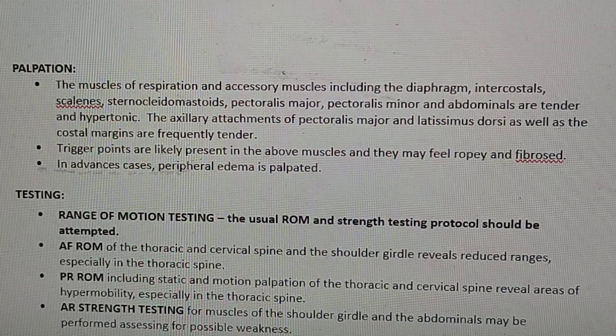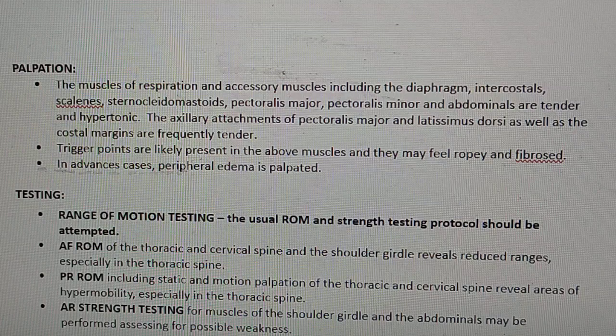So next you're going to do palpation. The muscles of respiration and accessory muscles, including the diaphragm, intercostals, which are the muscles in between the ribs, scalenes located on the neck area, sternocleidomastoids located on the front of the neck and into the clavicle, pectoralis major, which is the largest muscle on the breast, pectoralis minor, also found on the breast area, and abdominals in our abdomen are tender and hypertonic.